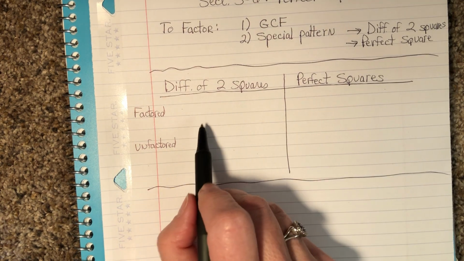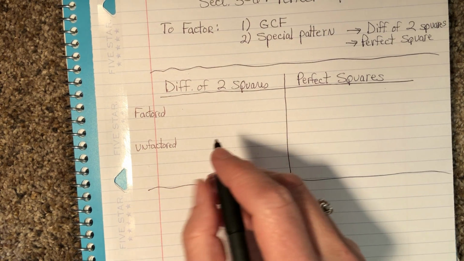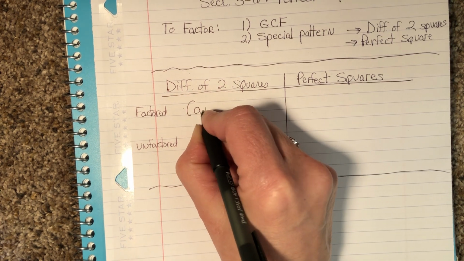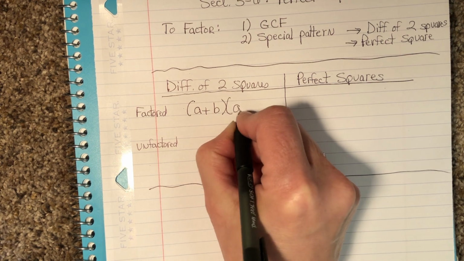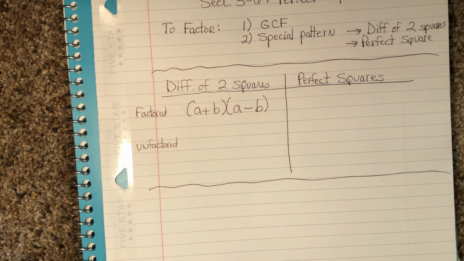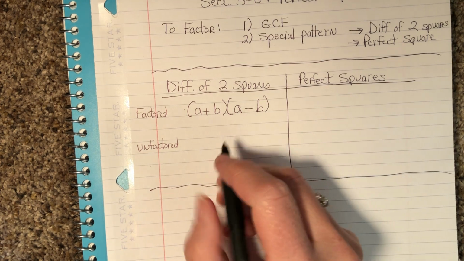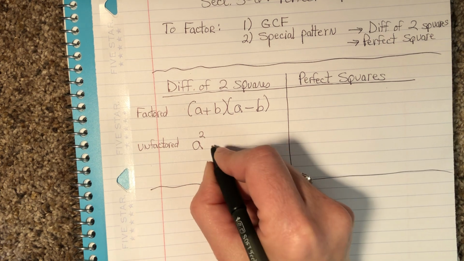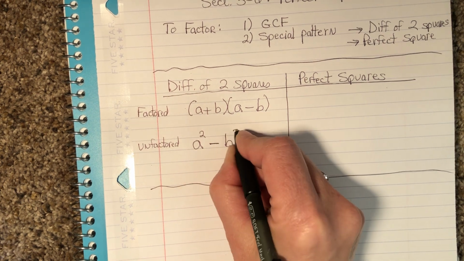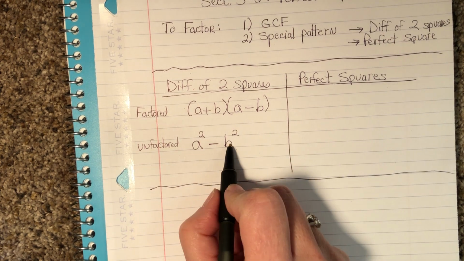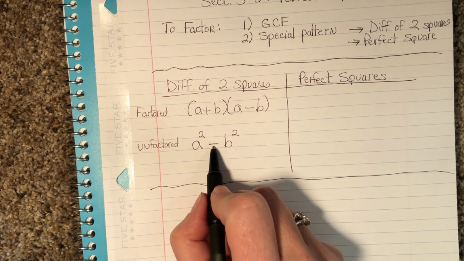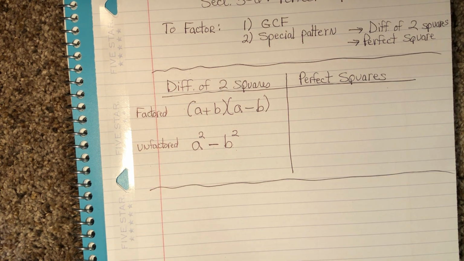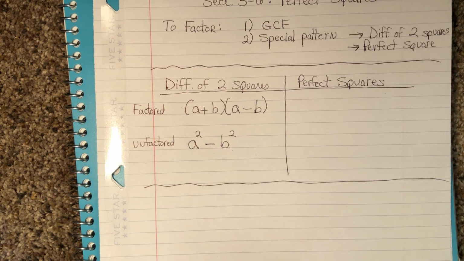Now let's fill out the difference of 2 squares part. Factored, it looks like A plus B, A minus B, right? One's plus, one's minus. When it's unfactored, it looks like a perfect square minus a perfect square. That's why it's called the difference of 2 squares. These are 2 squares and there's a minus between them, and minus means difference. Now we're going to come back and fill out the perfect square in just a minute.